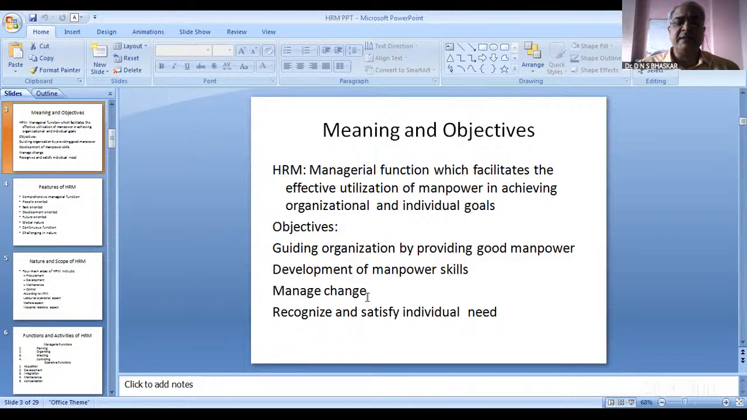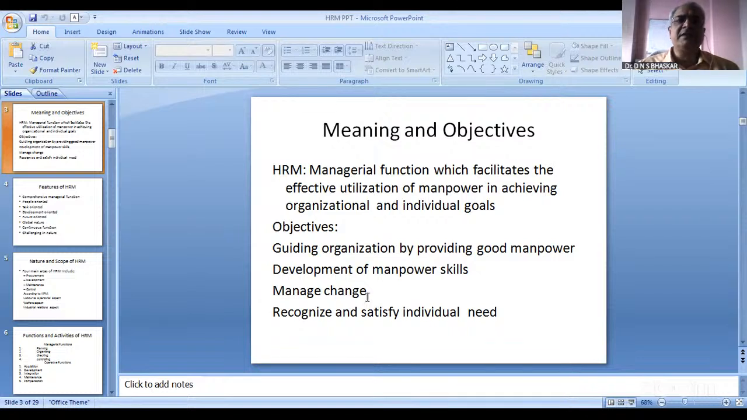Then recognizing and satisfying individual needs. Every employee wants to satisfy himself rather than satisfying the organizational needs. The organization basically wants various things from the individual employee. Each one holds a specific responsibility, and what they can yield from the particular employee is designed by the organizational environment. Whereas the employee also has his own individual needs like social well-being, welfare, salaries, and so on and so forth.